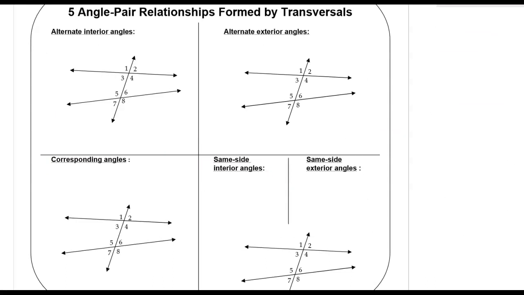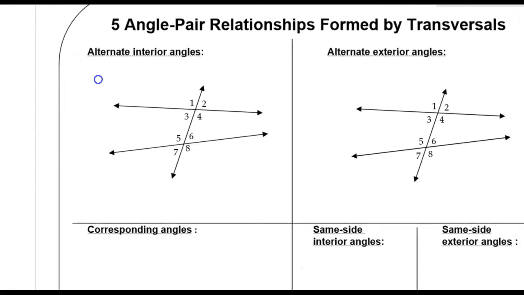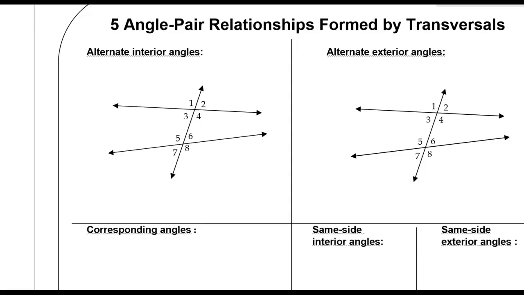Here is an activity which gives you an opportunity to pick out the angle pair relationships. So in the first box, you're going to identify which angles are alternate interior angles. That means they're going to be on the interior between the lines, and they're going to be on opposite sides of the transversal. One of the pairs would be angle 3 and 6. 3 and 6 are alternate interior. The other pair of alternate interior angles are 4 and 5.